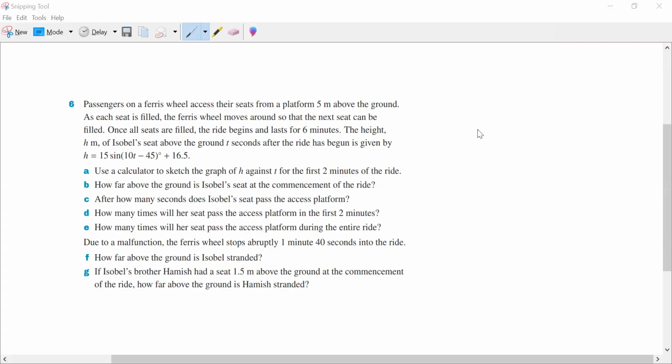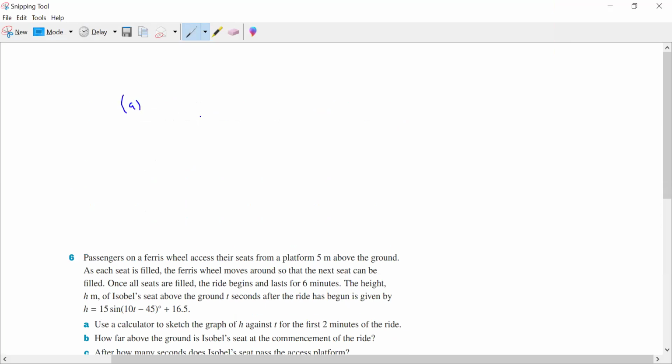So what we'll do is we'll just quickly sketch that on our graph here. So I'll just reshare the screen here. Okay, so for part A, what we want to do is copy from the calculator. So our y-axis is basically h measured in meters, and then our t is measured in seconds, and it's going from 0 to 120. And basically, it's just going to go like this.